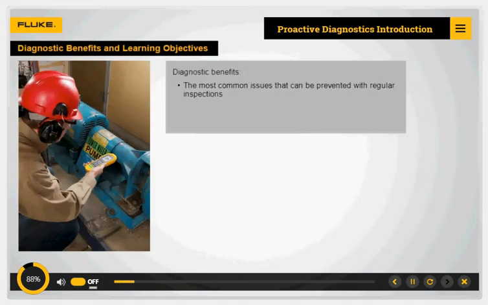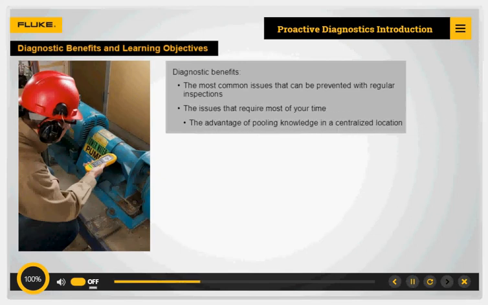With proactive diagnostics, there are a number of common issues that can be prevented with regular inspections. It's also important to be aware of the issues that require most of your time, and to pool knowledge with others working on the same systems.